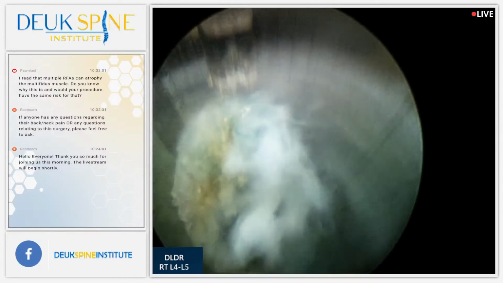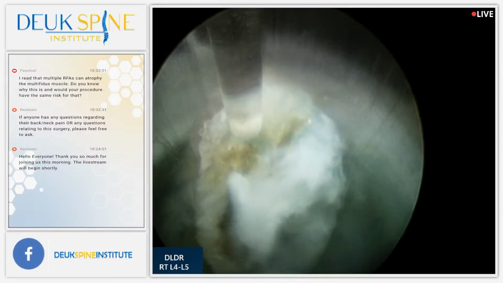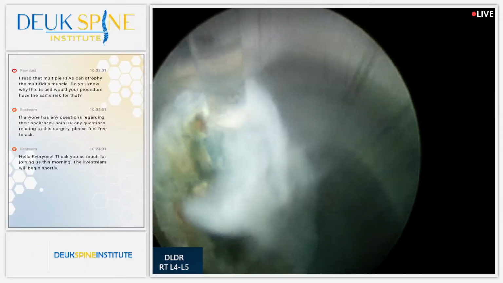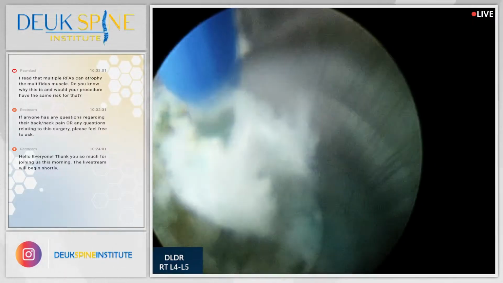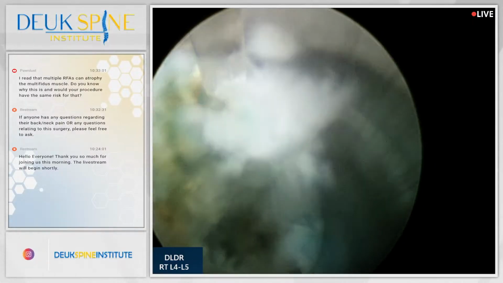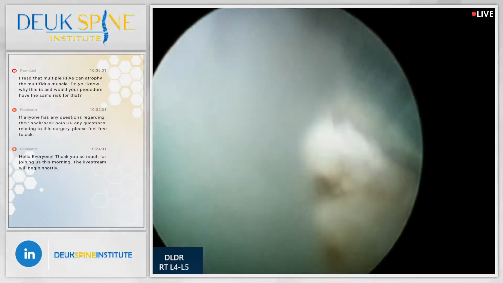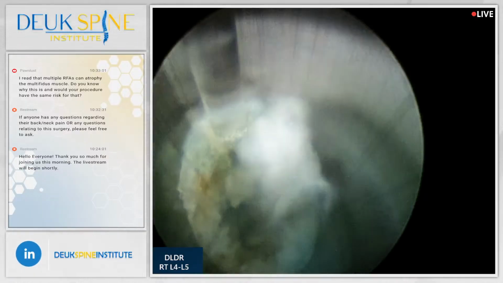But can it happen with a procedure? I imagine it could, but I think it's unlikely to occur with the Deuk plasma rhizotomy. Why? Because all I'm destroying is a sensory nerve, not a motor nerve. We're not destroying a motor nerve.